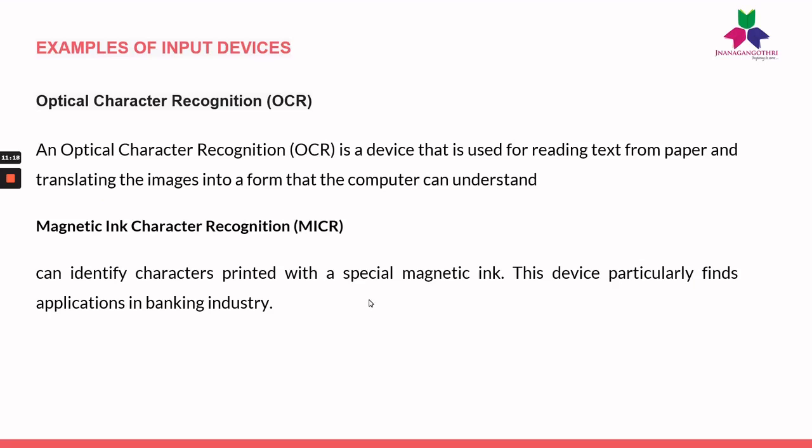As a special application of an input device, there is optical character recognition, abbreviated as OCR. An optical character recognition device is used for reading text from paper and translating the image into a form that the computer can understand.